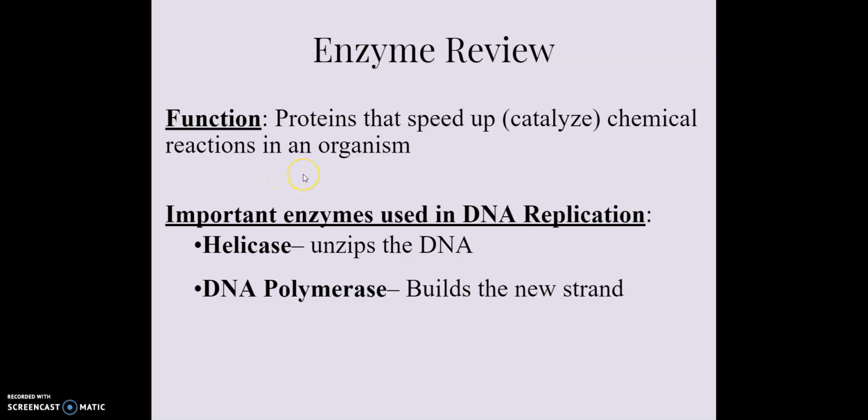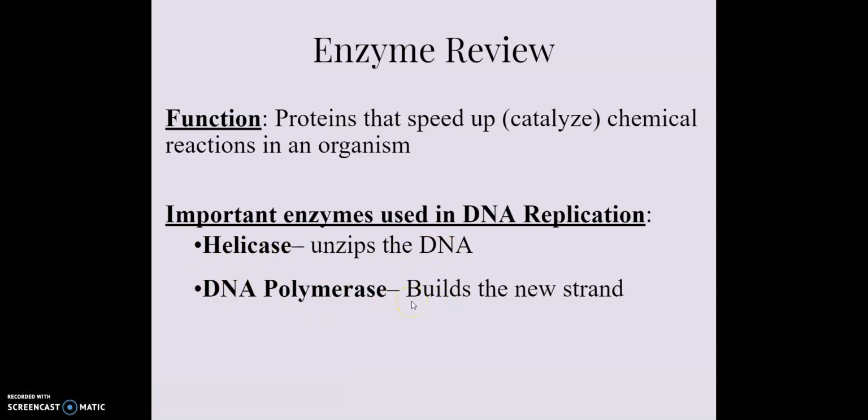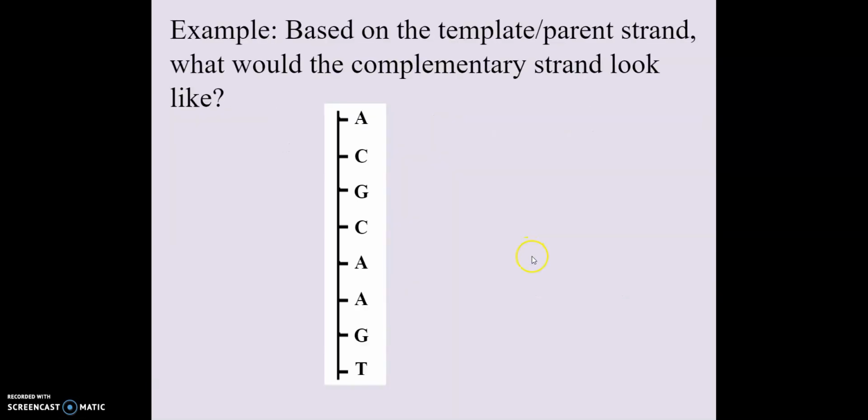Really quick before we end, we're going to talk about enzymes again. We remember enzymes from our first unit. It's a protein. Those proteins specifically speed up chemical reactions in an organism. And so they're doing some type of job to complete a task in an organism. And there are 2 main ones that we used in the DNA replication. Remember helicase from step 1, unzipping that DNA and pulling it apart. You need to remember that enzyme. And then also DNA polymerase, which is building the new strand. So that's the one that's bringing in the new nucleotides and putting it on the old strand of DNA.